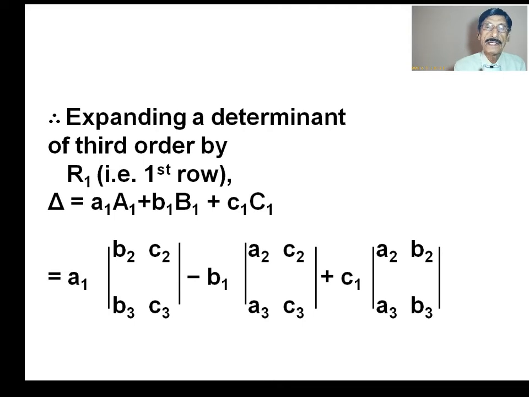Now, expanding a determinant of third order by R1, that is the first row, delta is equal to A1 capital A1 plus B1 capital B1 plus C1 capital C1. Capital letters are used for the corresponding cofactors. This is equal to, as shown in the expression, A1 into the cofactor minus B1 cofactor plus C1 into the cofactor.